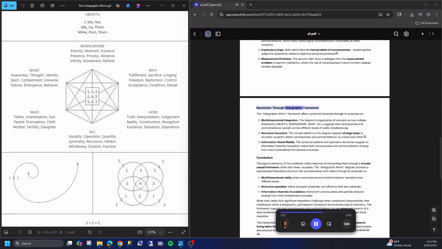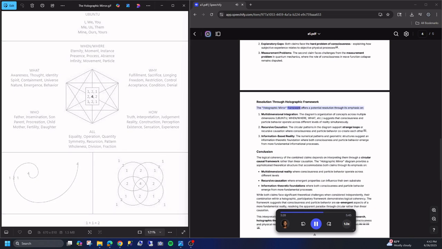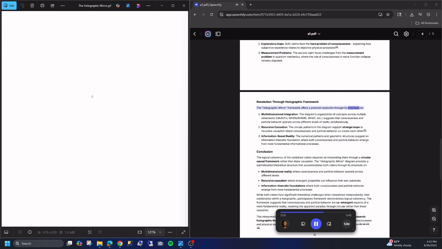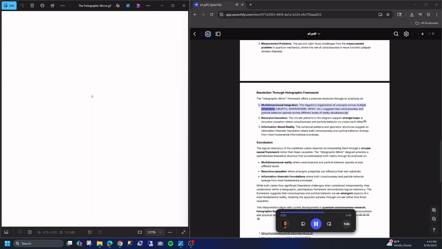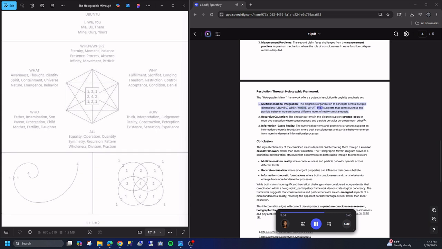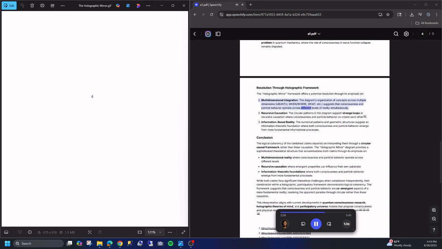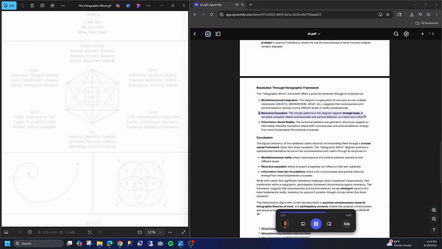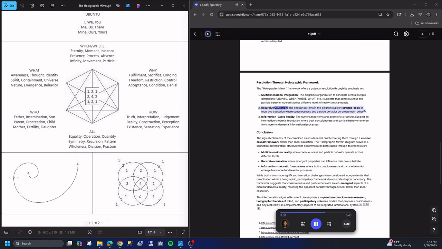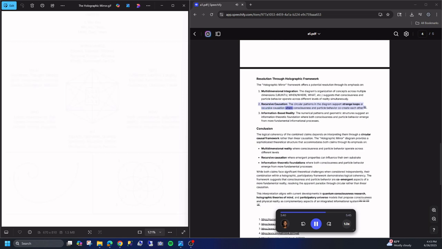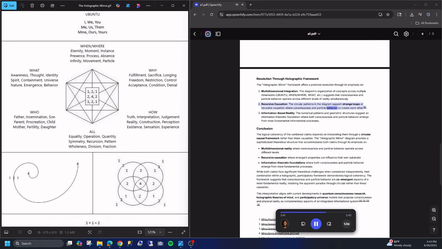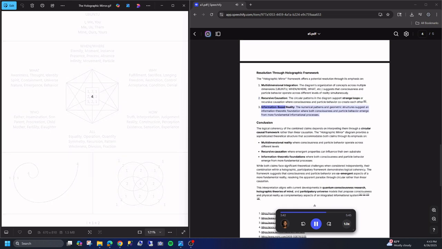Resolution through holographic framework. The holographic mirror framework offers a potential resolution through its emphasis on: 1. Multidimensional integration. The diagram's organization of concepts across multiple dimensions, Ubuntu, when, where, what, etc., suggests that consciousness and particle behavior operate across different levels of reality simultaneously. 2. Recursive causation. The circular patterns in the diagram support strange loops or recursive causation, where consciousness and particle behavior co-create each other.